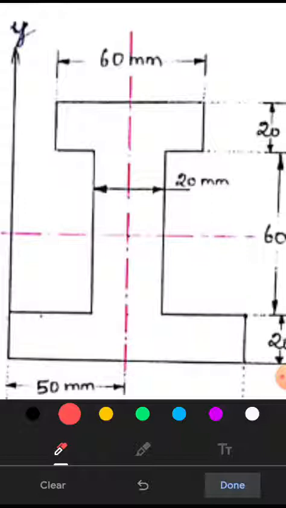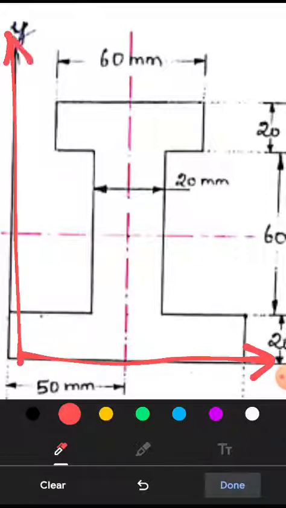The procedure is very simple. First, we need to chop the composite plane figure into known plane figures: area number 1, area number 2, and area number 3. We have to chop them into the known rectangular areas. Then we need to draw the reference axes, x axis as well as y axis, because from these axes we are going to measure the centroidal distances.